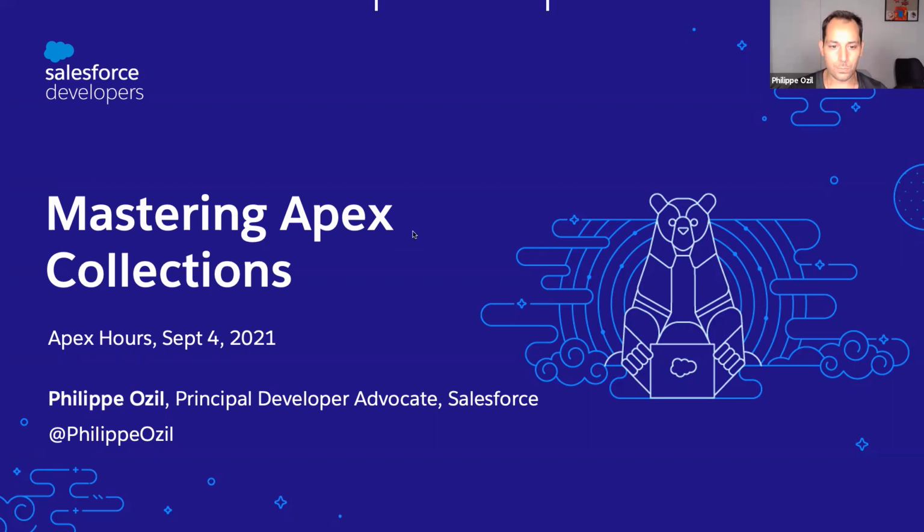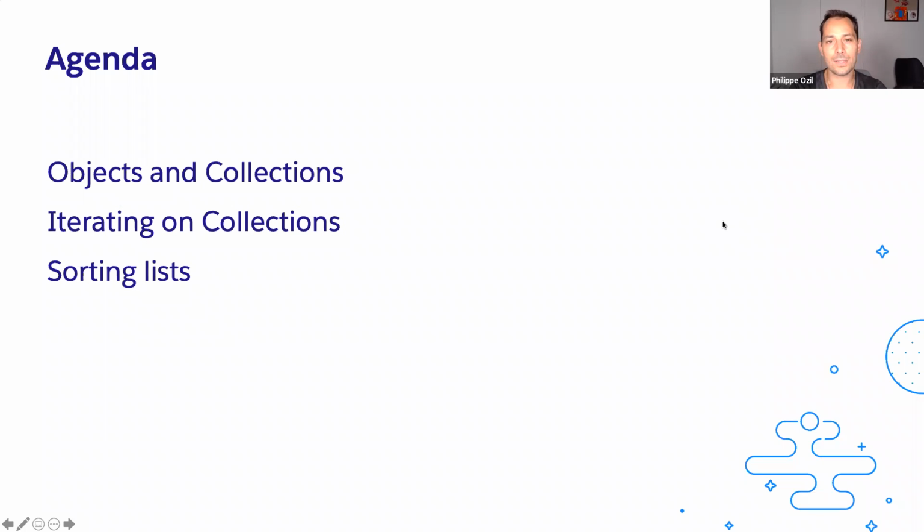We're going to divide the presentation into 3 sections. First, I'm going to talk about objects, because objects are part of what compose the collections. Then I'm going to talk about the different collection structures and the key differences between them. Then I'll talk about iterating on collections. We'll explore different options, see some limitations that there are with iterations, and we'll finish with list sorting. This seems like a pretty simple topic, but it is not, and we'll see why.